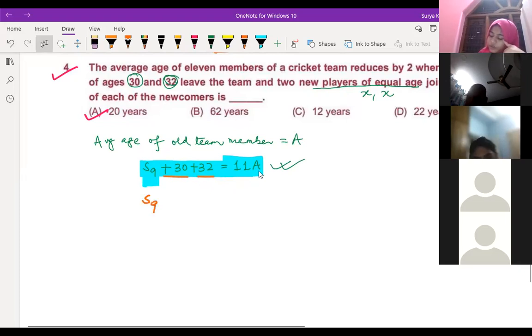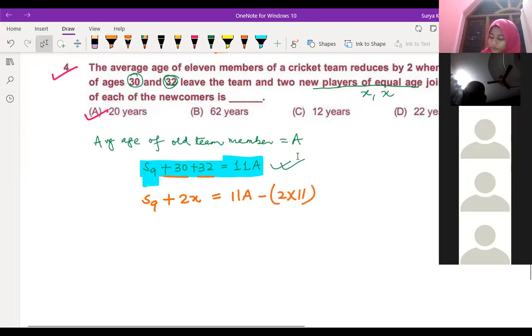Okay, S9. The 9 papers are the same; they are not being removed. And plus 2 new members are coming, X and X. So 2X you should write, is equal to what is happening? 11A. And this whole thing is reduced by 22, you can write directly, correct?